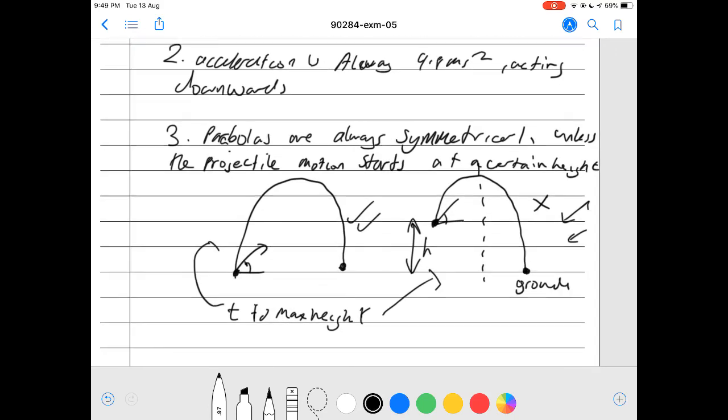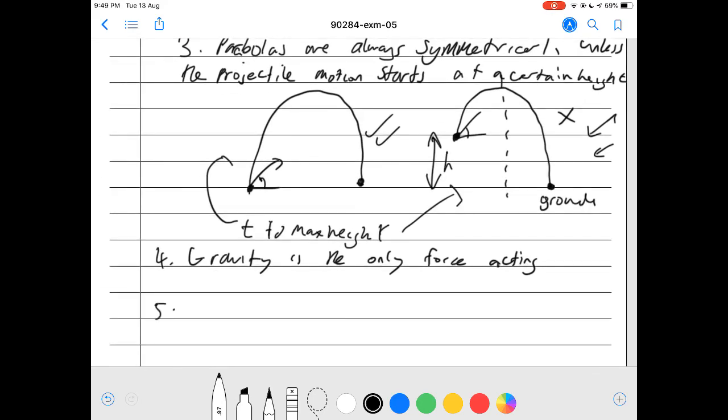Alright, so number 4, gravity is the only force acting, always. So the only force acting is gravity, no horizontal forces. Just need to remember this, okay? Very important. So when you're answering the questions, you can say it always.